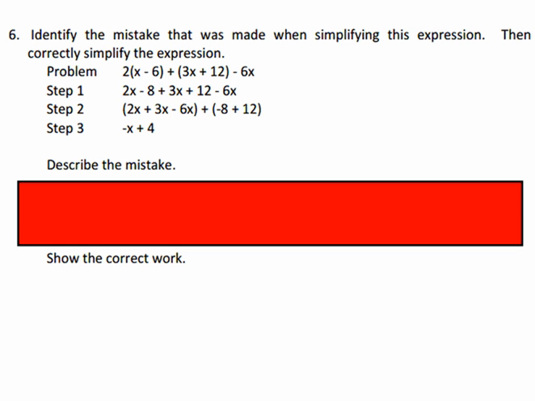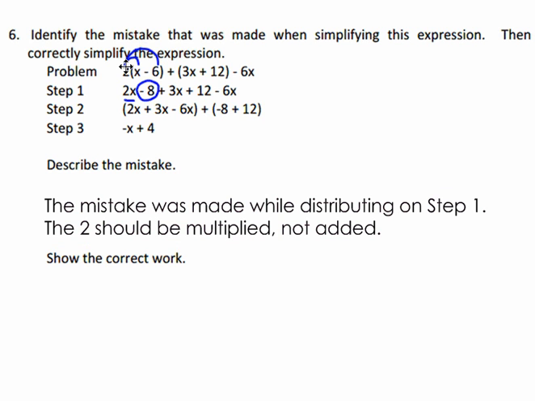Okay, next we have a worked out problem, and we need to find the mistake. Once we find the mistake, we can correct it. So in the first step, we see that they distributed the 2 into the term of x minus 6. So we're multiplying 2 times x is 2x, and 2 times negative 6 is not negative 8. This term right here should actually be negative 12. So we've already identified a mistake. We can say that the mistake was made while distributing on step 1. The 2 should be multiplied by negative 6, not added.